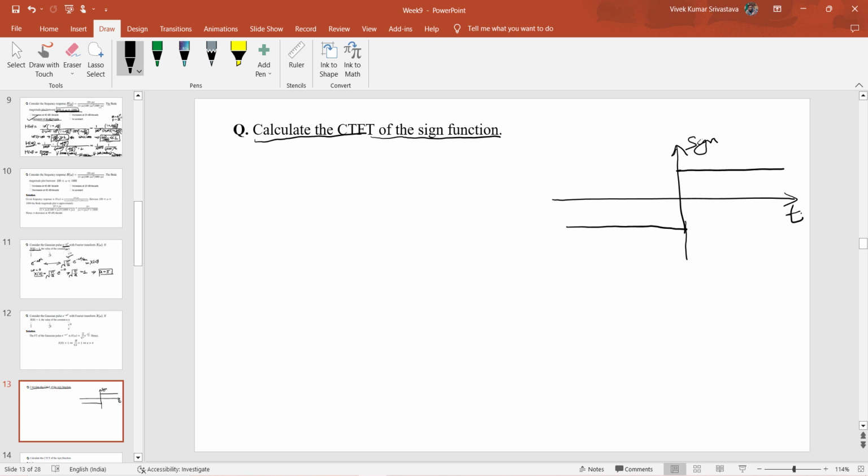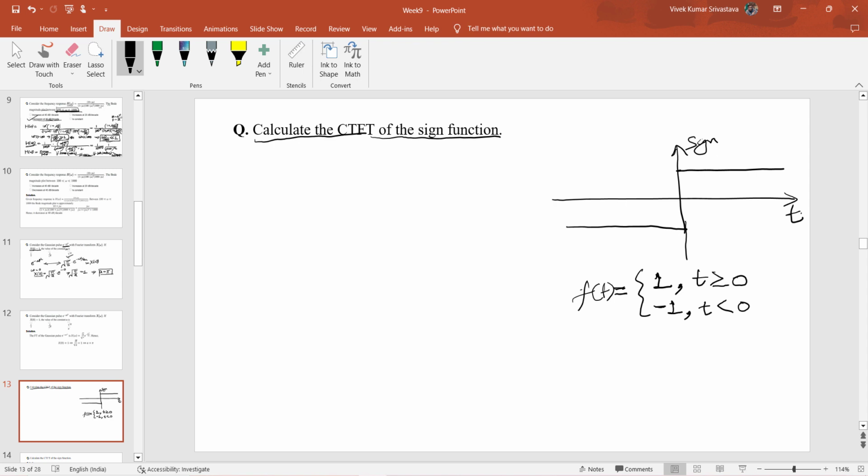For t greater than or equal to 0, the value of the signum function will be equal to 1, whereas for t less than 0, its value will be minus 1. So that's how we can define a signum function. Let us say this is f of t.